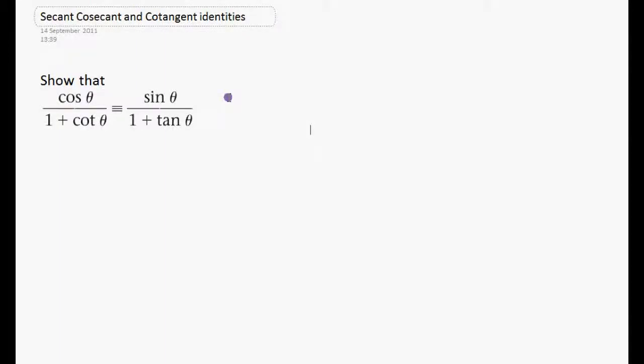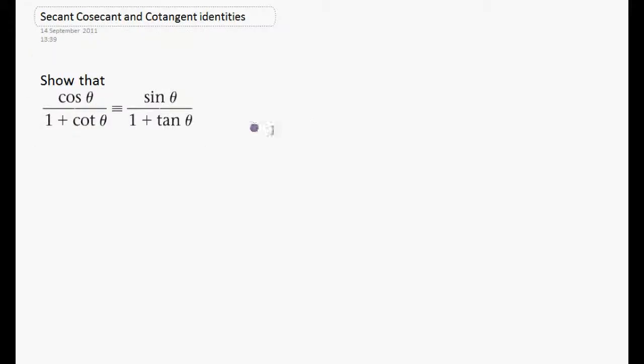Now this question is a bit different to the last two we've looked at. What we've got is cos theta over 1 plus cot theta is equivalent to sine theta over 1 plus tan theta. It's not immediately obvious how we're going to change this into this. It's quite tricky to see how it's going to happen, because you want to get the top of the fraction, the numerator, into sine theta.